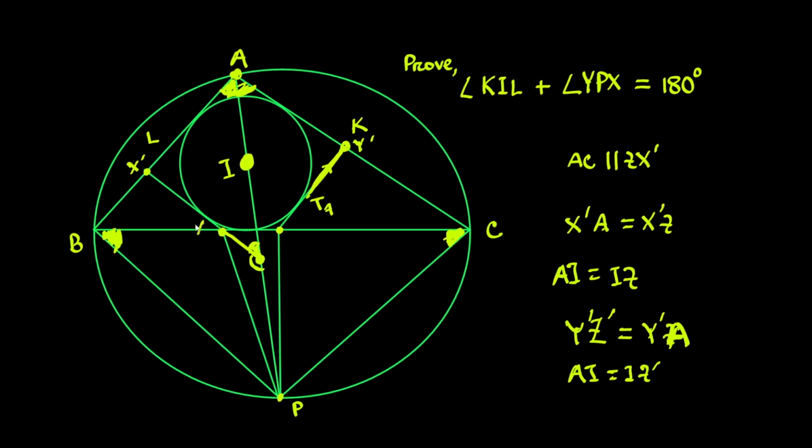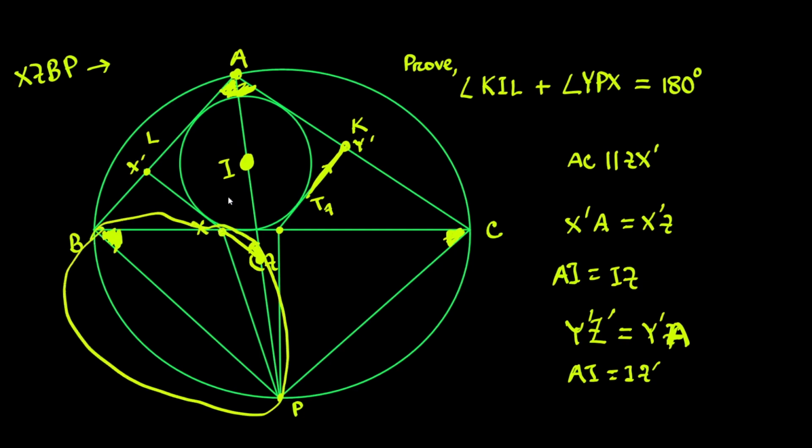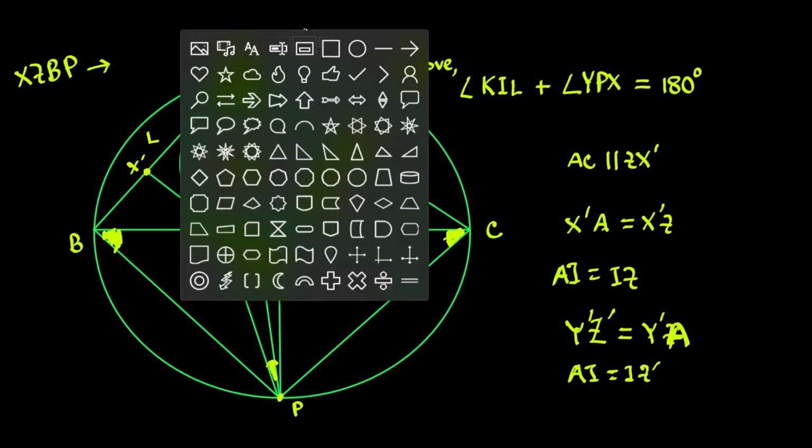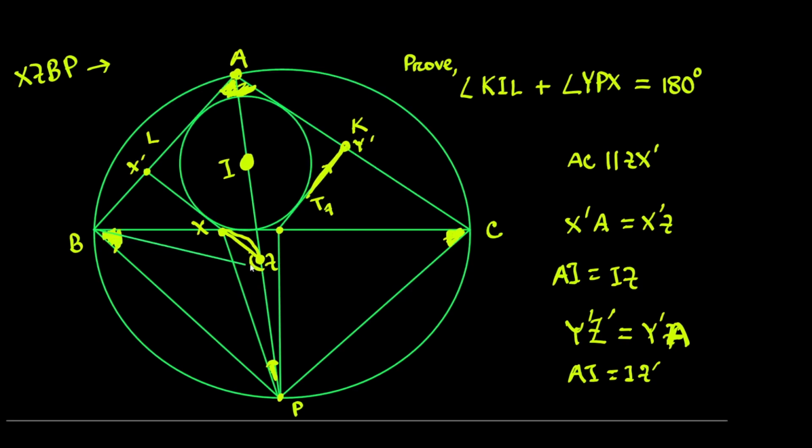So that means XZBP is a cyclic quadrilateral. That means they are on the same circle, and due to that reason, the arc XZ, let's just draw the XZ arc. The arc XZ has two angles. One is this one, and where is the other angle? Where is the other angle? Let's draw it. This one.